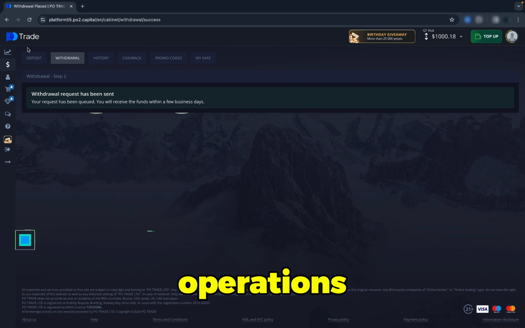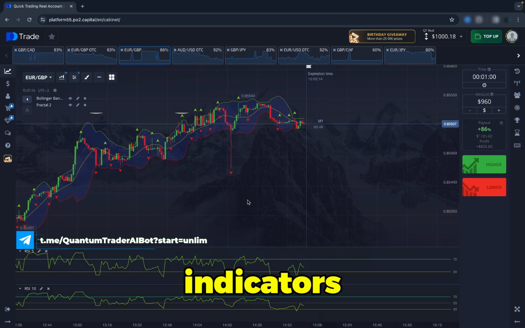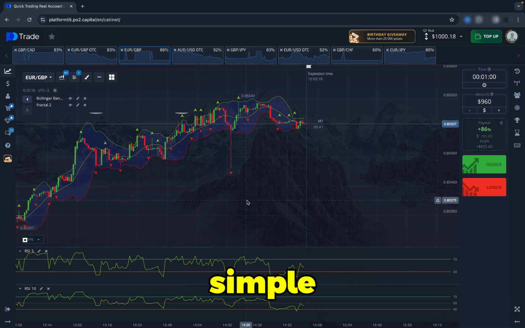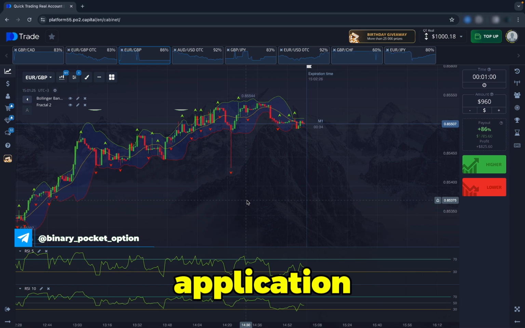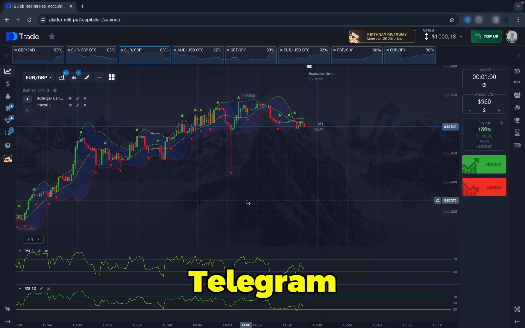The withdrawal operation is being successfully performed. This is how trading turned out today using these indicators. In general, it was not difficult. I would even say very simple. The use of these indicators is also not a difficult task, but if you still have any questions about their application or the application of this strategy, then in the description below the video, you can find a link to my Telegram and ask any question you are interested in.